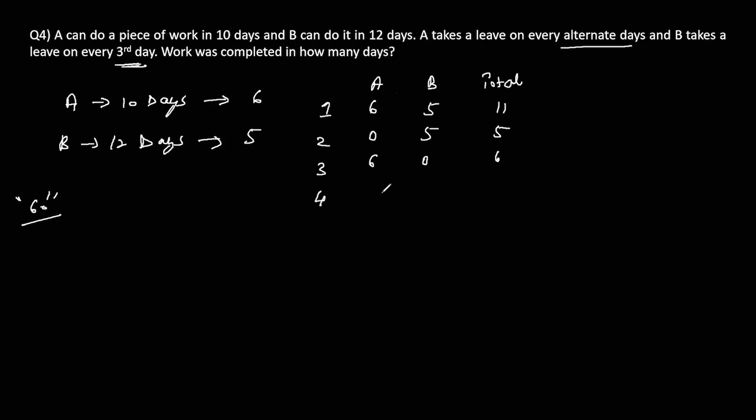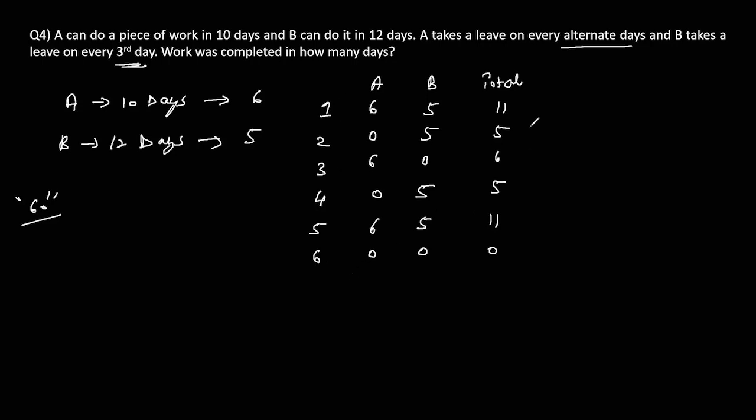Fourth day, A will not be working, but B will be working. So you'll get 5 units of work on the fourth day. On the fifth day, it will be 6 and 5 again because B is taking leave only on the third day. So third day, sixth day, and like that. So that will be 11 units. Sixth day, A will be on leave, and B will also be on leave. So you will get 0 units of work. Now beyond this, this pattern will start repeating once again.